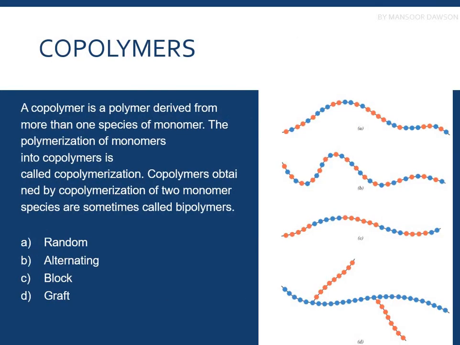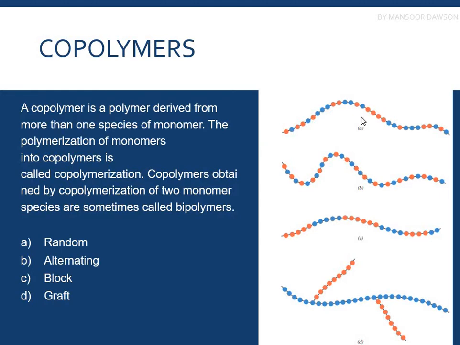Next we have copolymers. In copolymers we have random copolymer, alternating copolymer, block copolymer, and graft copolymer. A copolymer is a polymer derived from more than one species of monomer. So if you are using more than one mer or monomer, the polymer would be known as a copolymer. In the random linear copolymer, you can see that the two different types of monomers, one in red and the other in blue, are randomly arranged.